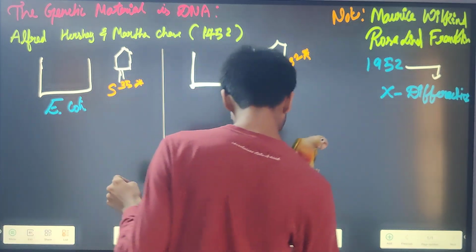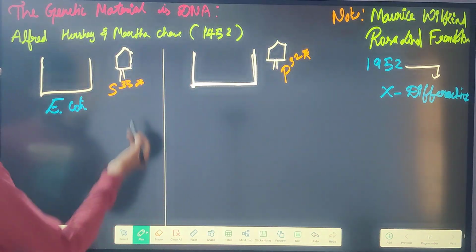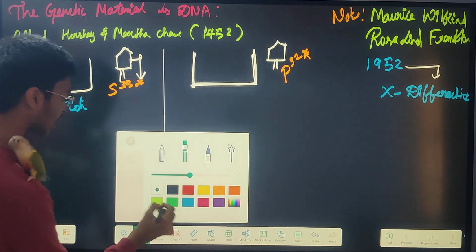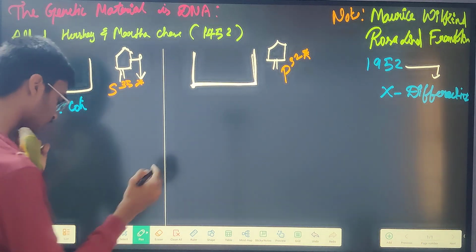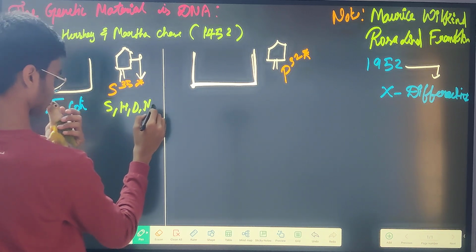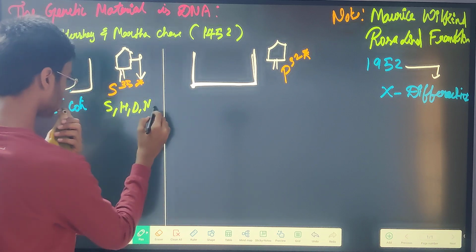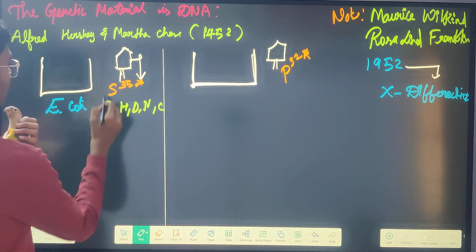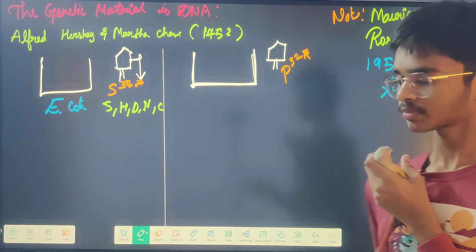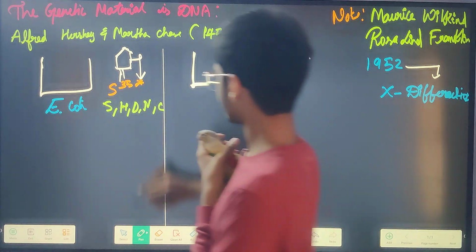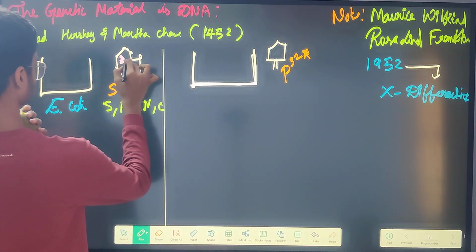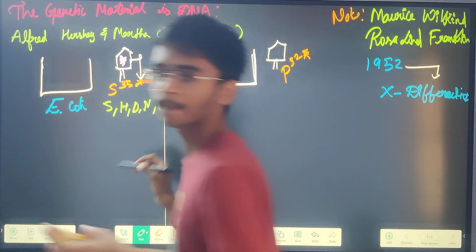You have to know one thing: in the capsid there are a few elements such as sulfur, hydrogen, oxygen, nitrogen and carbon. So into this capsid he added sulfur 35. And there is also genetic material inside.